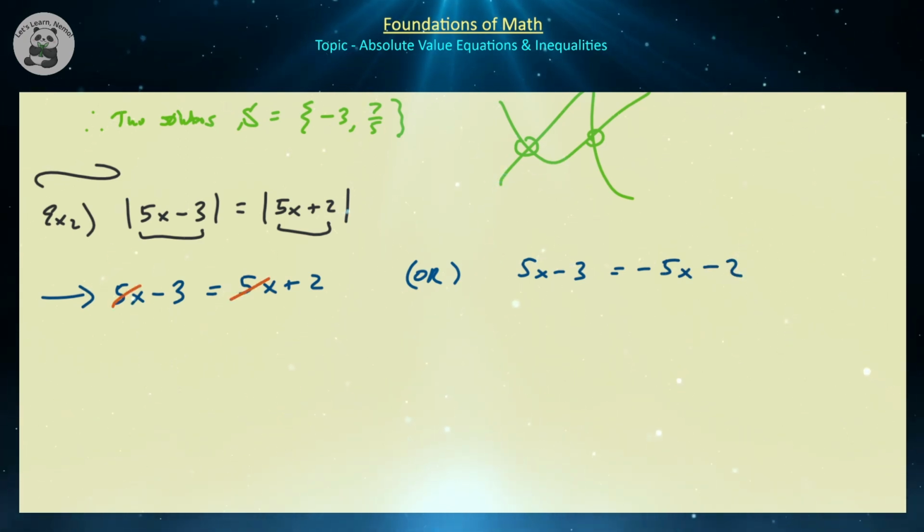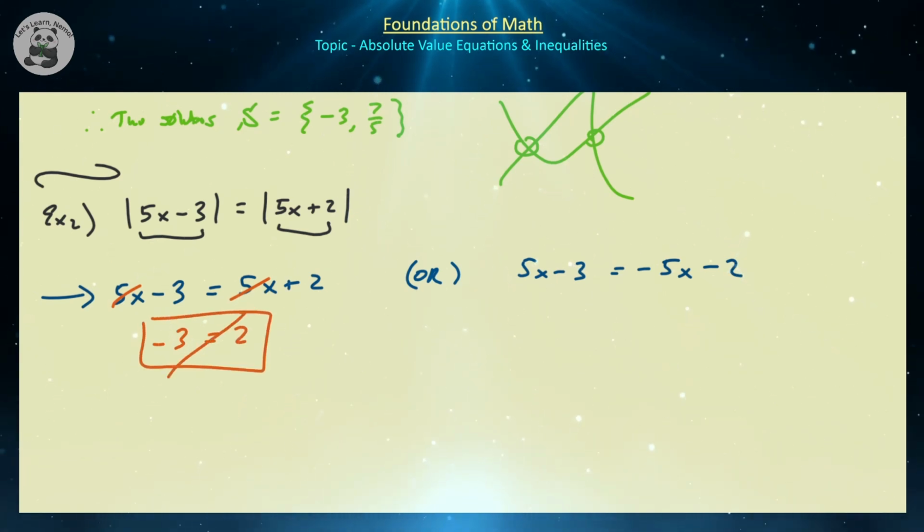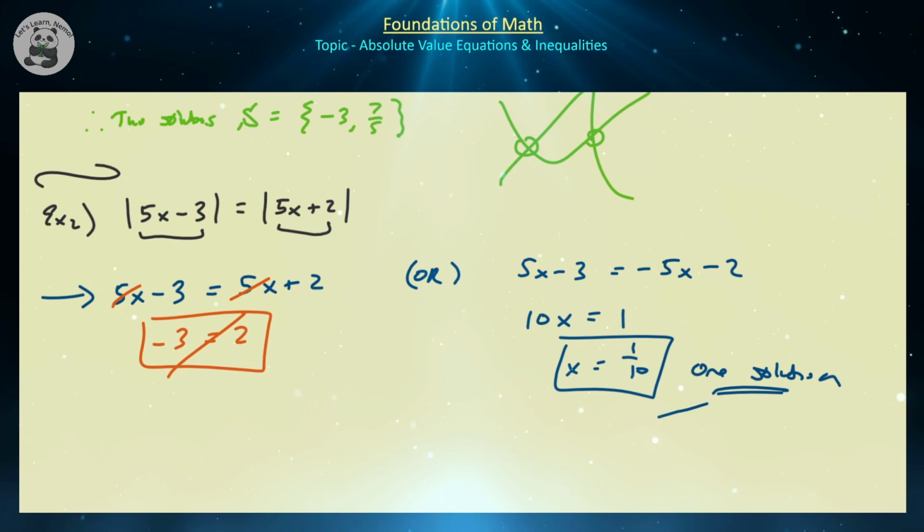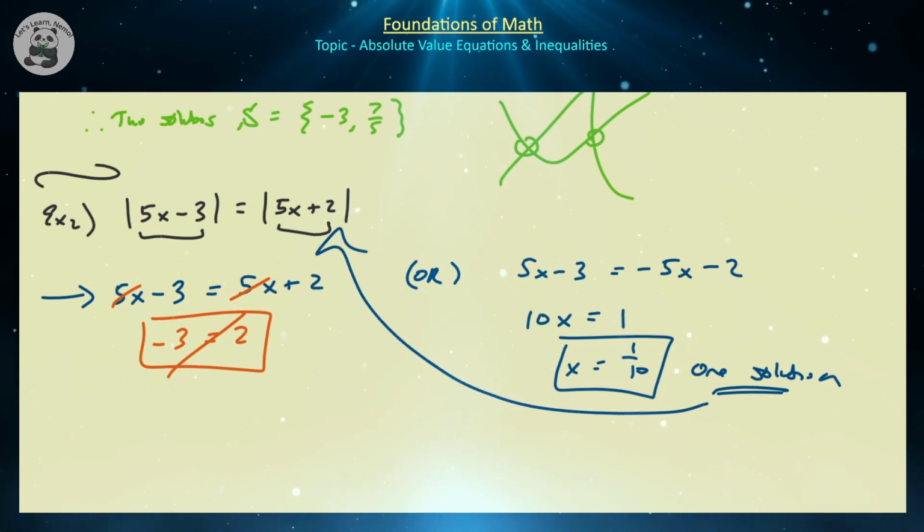So, canceling out, we're going to have minus 3 is equal to 2, which is not possible. So this equation gives us nothing at all. And over here, we're going to have 10x is equal to 1, or x is equal to 1/10. And we just have one solution. And you can plug this into our original curve and make sure that that does actually work, right? So one solution, two solutions.